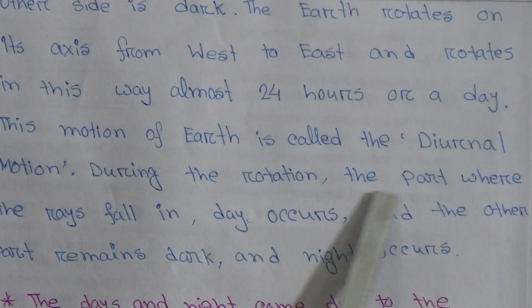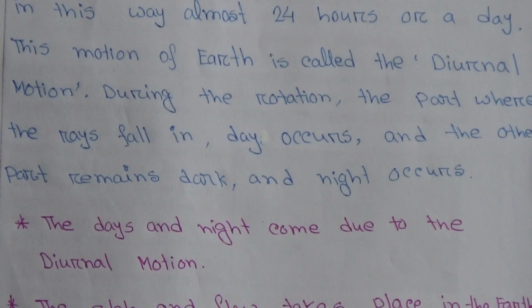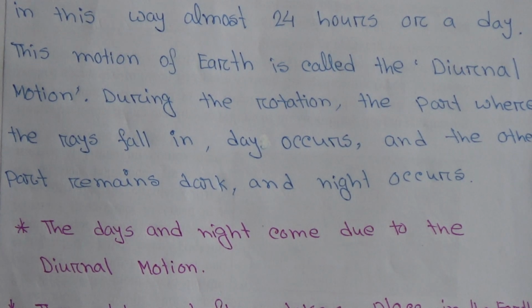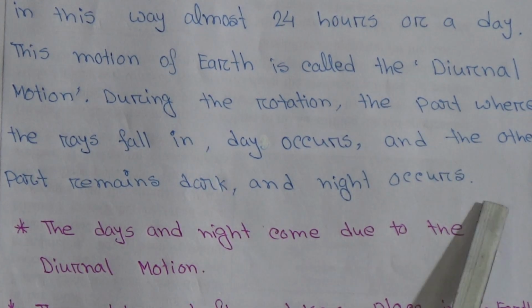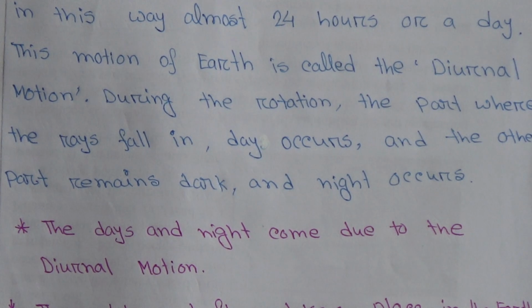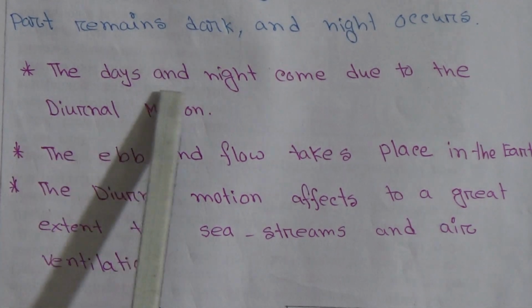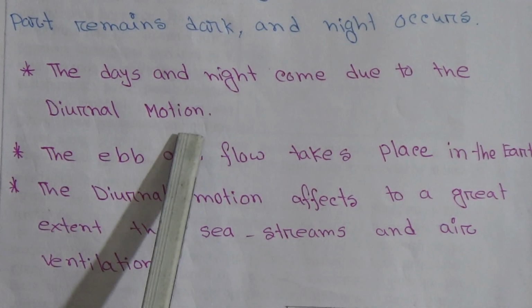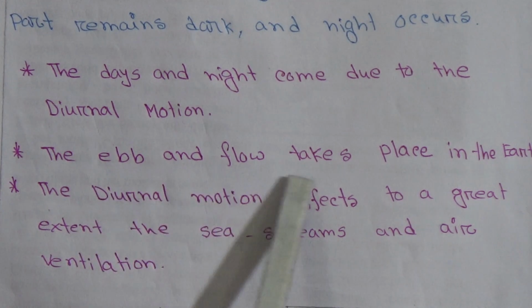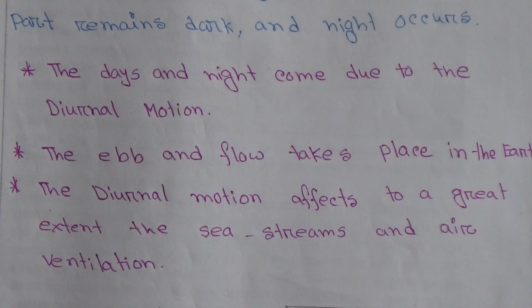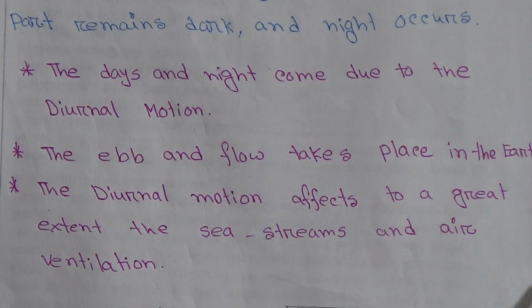During the rotation, the part where the sun's rays fall is day, and the other part remains dark, and this part is night. The day and night come due to the diurnal motion. So during diurnal motion, day and night come. The ebb and flow takes place in the earth. During diurnal motion, the ebb and flow takes place in the earth, and the diurnal motion affects to a great extent the sea streams and air ventilation.